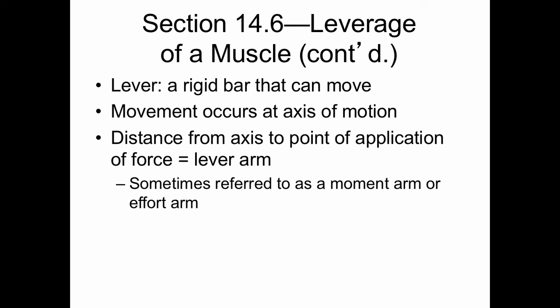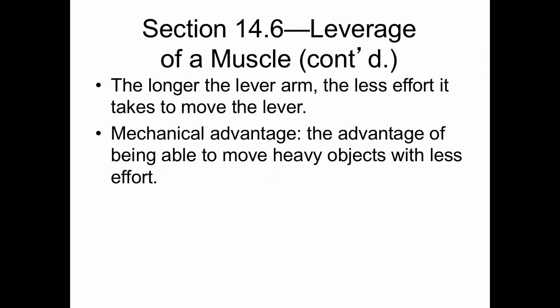A lever is a rigid bar that can move. Movement occurs at an axis of motion. The distance from the axis to the point of application of force is the lever arm. This is sometimes referred to as a moment arm or effort arm. The longer the lever arm, the less effort it takes to move the lever. There is a mechanical advantage, the advantage of being able to move heavy objects with less effort.